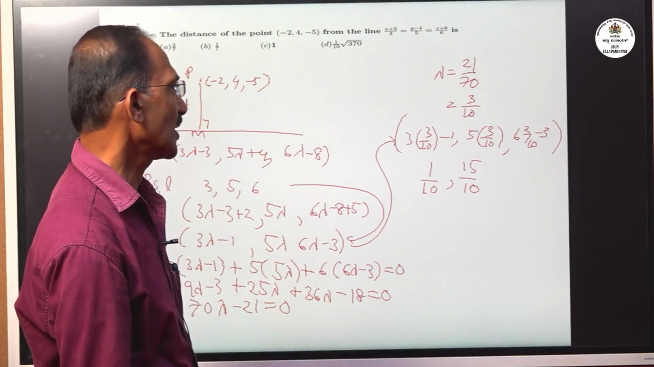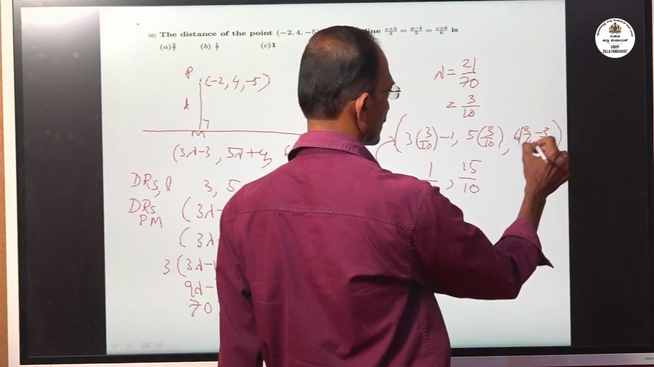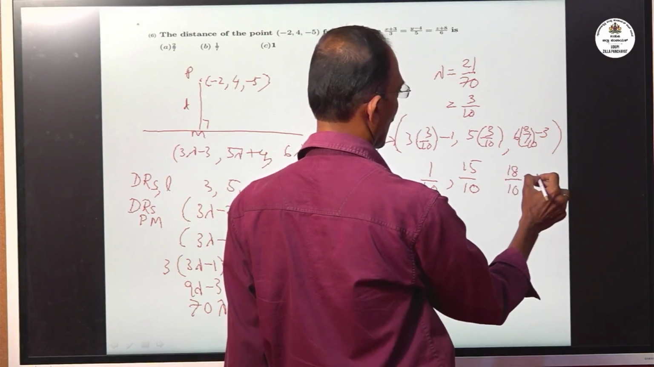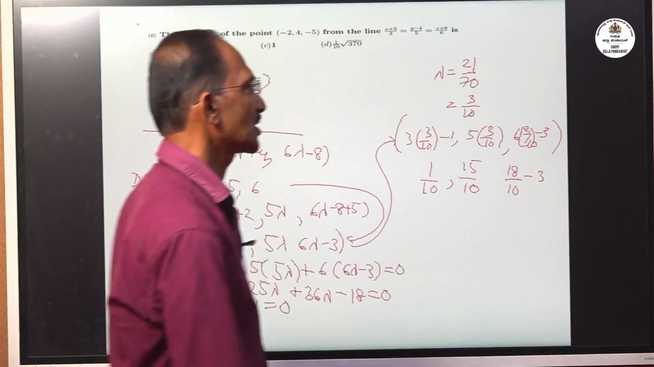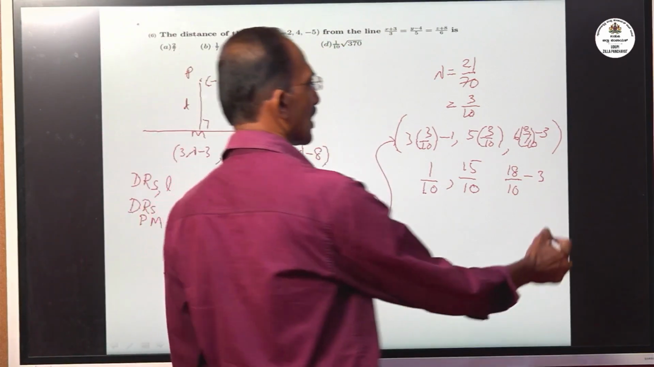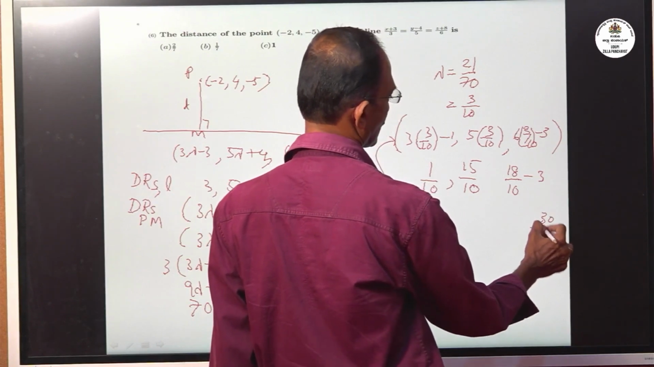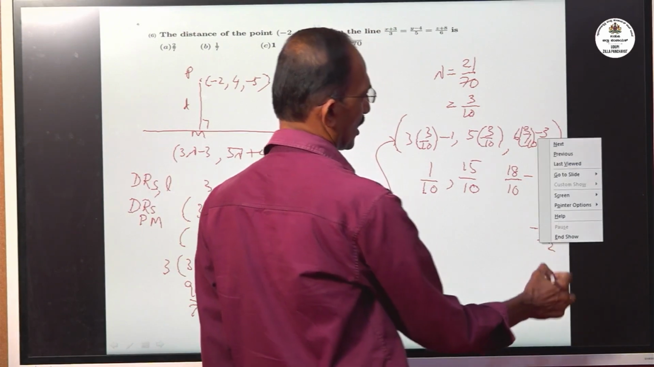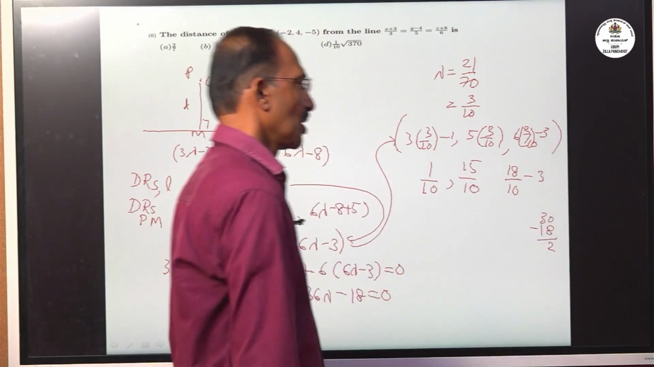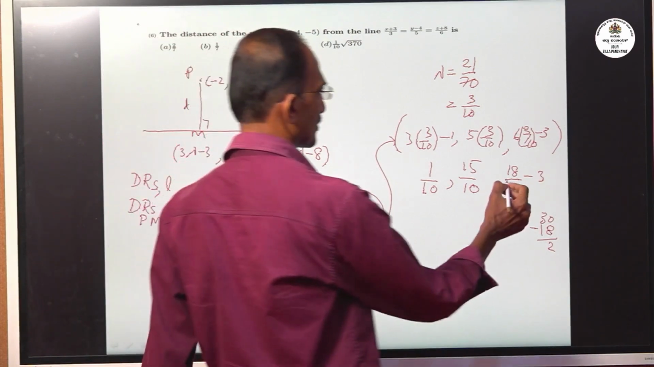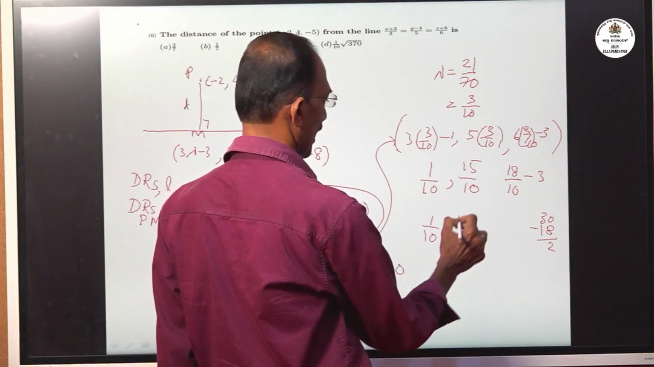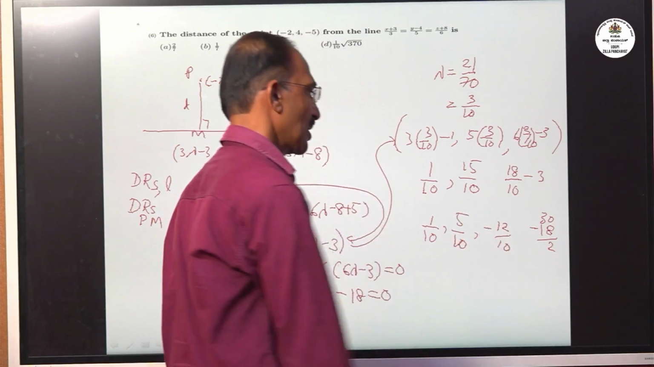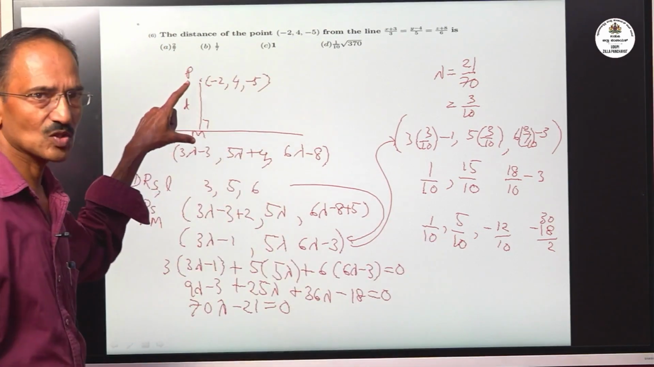6 into 3 by 10, that is 18. You are getting 18 by 10 minus 3. So it is 30. So 30 minus 18, you are getting 12, and it is minus 12. So I write it here 1 by 10 and 5 by 10, and it is minus 12 by 10. Clearly these are direction ratios of this perpendicular line.